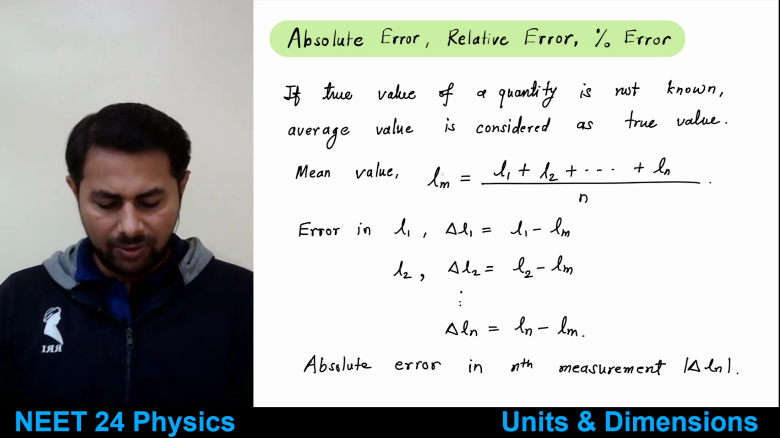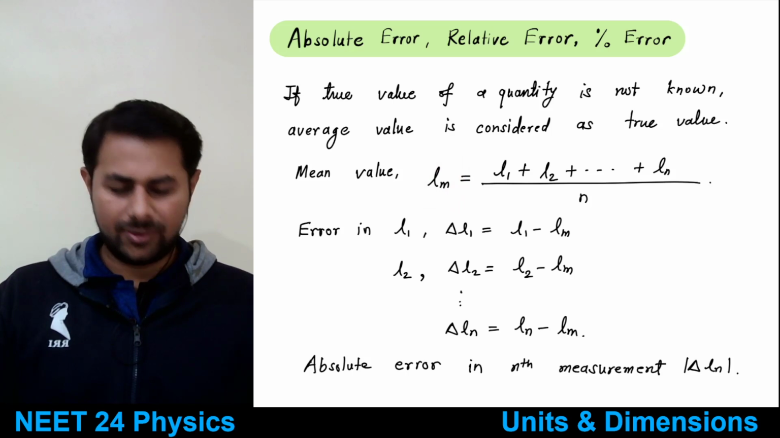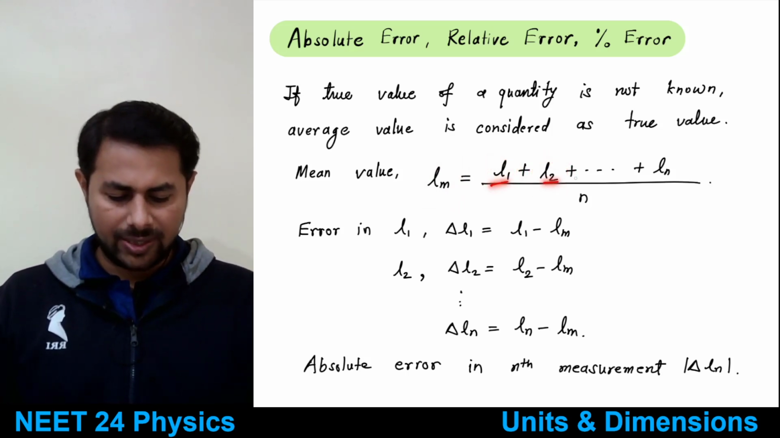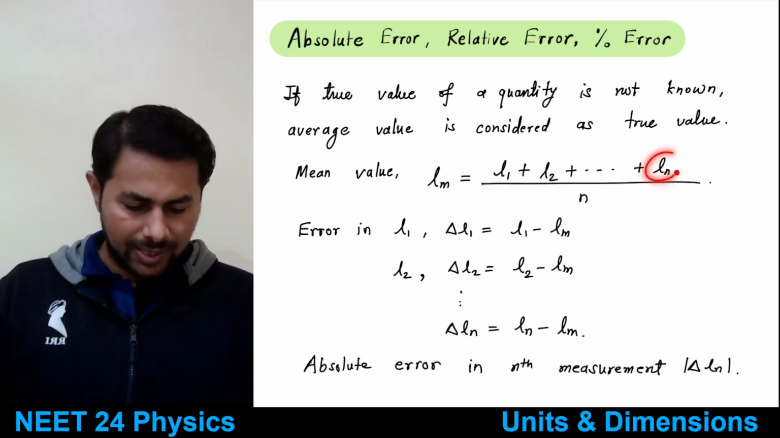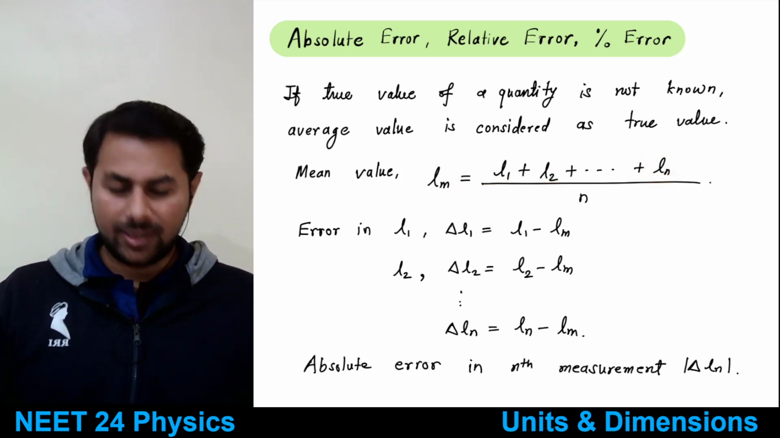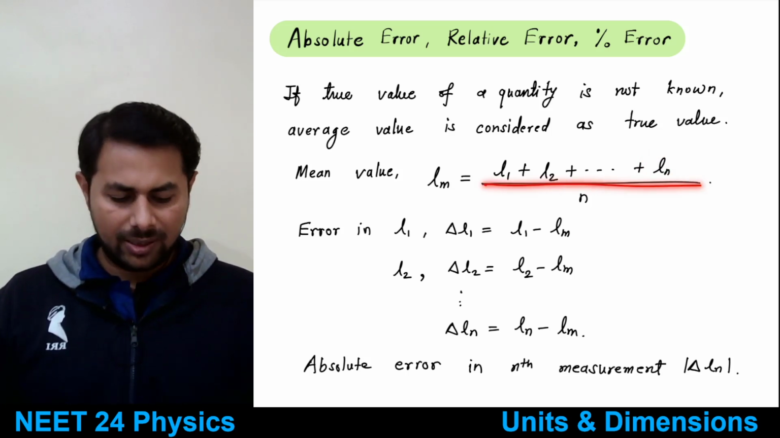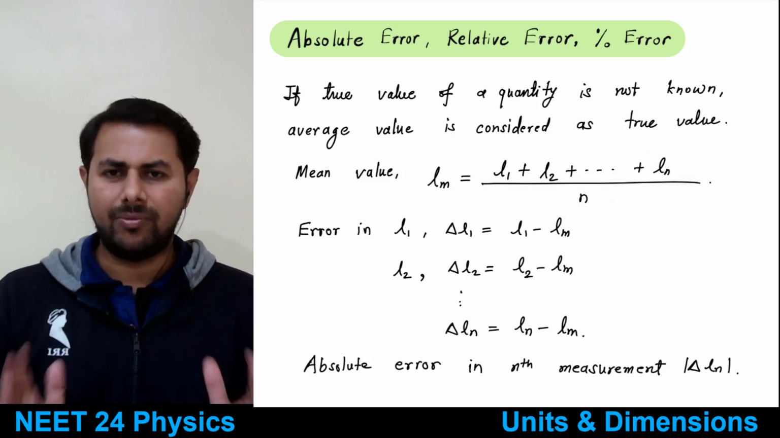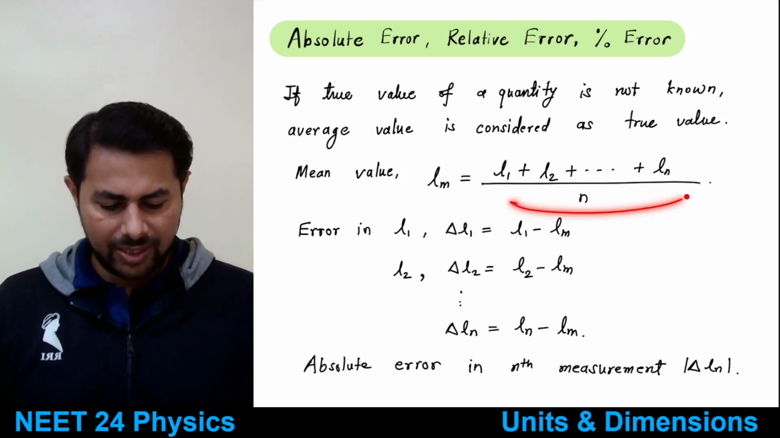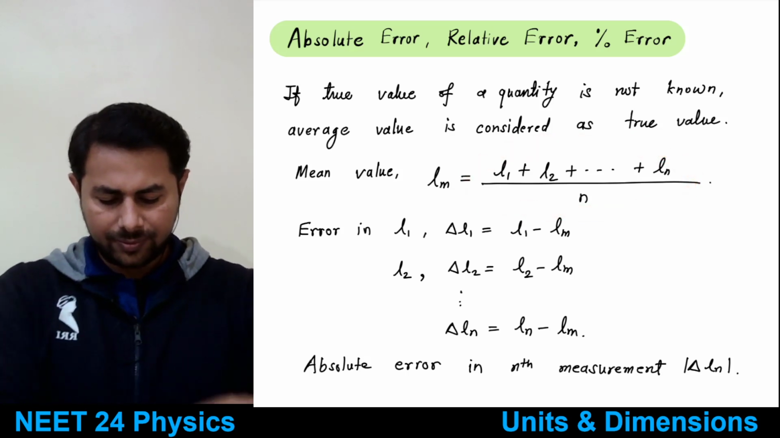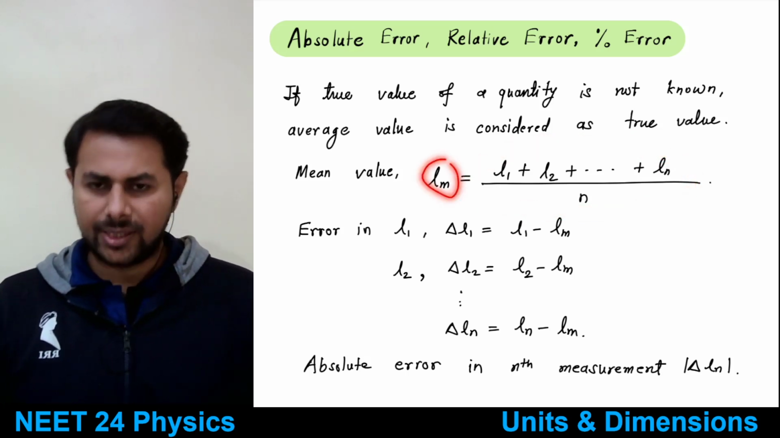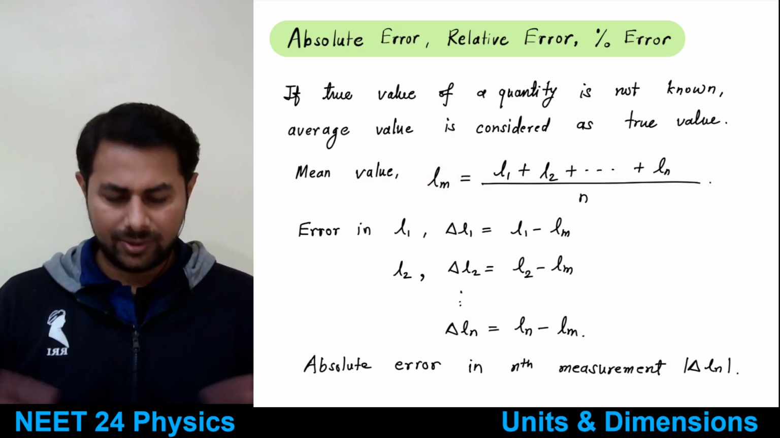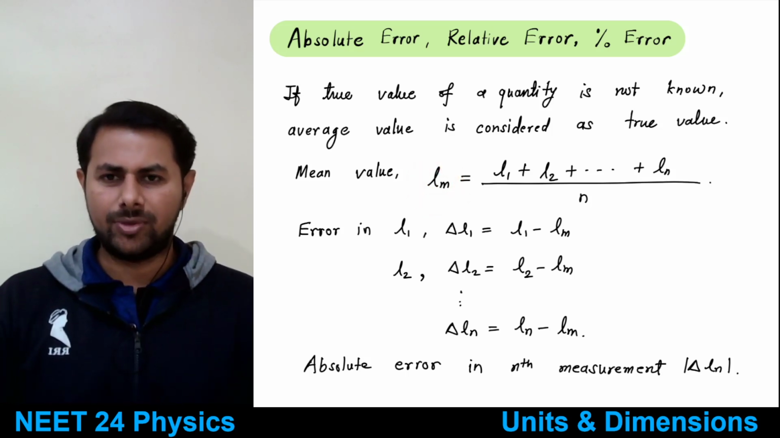These are the measurements, and suppose I don't know what the true value is. Then what I will do is find the mean of all these readings. So L1 is the length measured by Indusha, L2 by Selva Kumar, and so on up to Ln, the length measured by Nikita. I will add them up and divide by n. This is the mean value, mean means average. Now we'll consider this mean value as the true value of this quantity.